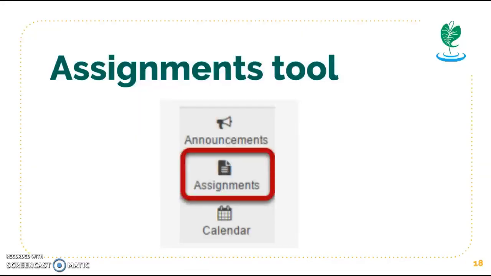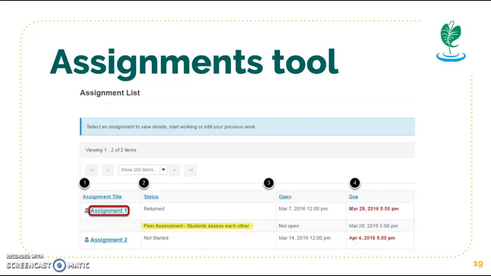Now let's look at the assignments tool. This is also another very common tool used within online courses. The assignment tool often contains assignments that are required to be completed, usually at certain dates. So once you click on the assignments tool, you'll be able to find the assignment title, usually the status, which often says not started at the beginning of a course, which means that you have not started the assignment yet.